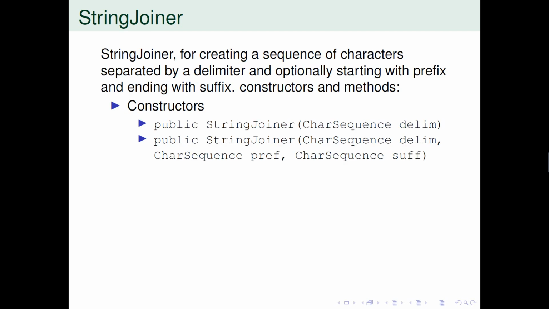Okay, fine. Next is a class called StringJoiner. StringJoiner is for creating a sequence of characters separated by a delimiter and optionally starting with a prefix and ending with a suffix. We have the constructors and methods like this. A StringJoiner can be created from a char sequence by using just the delimiter. So if you just specify a delimiter, for example, commas separated. You got a host of string values.